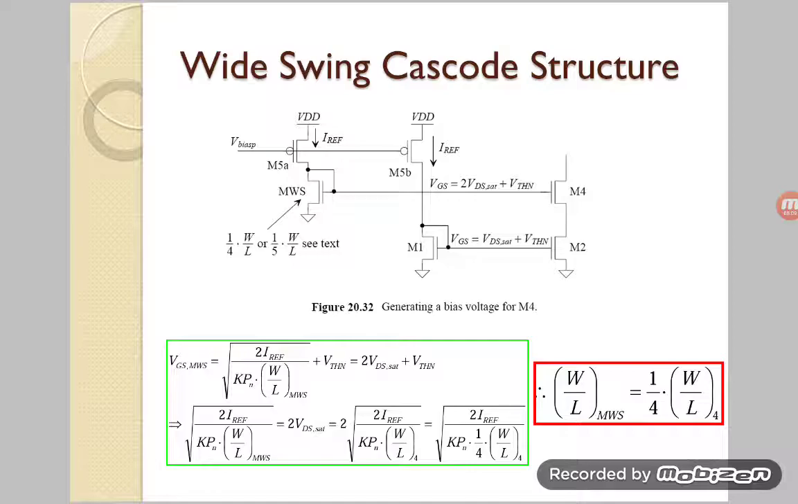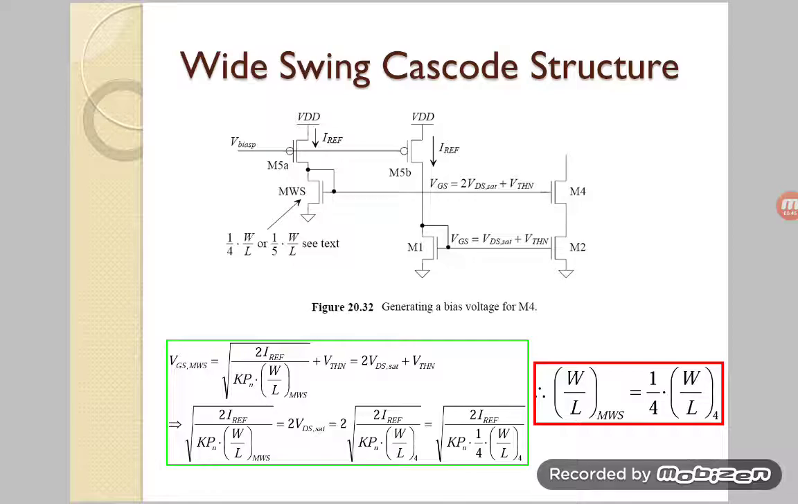If you do simple mathematical manipulation, then you will end up with an expression like this: W over L of this MWS MOSFET should be 1/4 of W over L of M4. That means whatever the M4 MOSFET dimension is, 1/4 of that dimension should create 2 VDSat plus threshold voltage. So that's why we simply connect a diode connected MOSFET and another diode. That diode is actually controlling the top MOSFET.